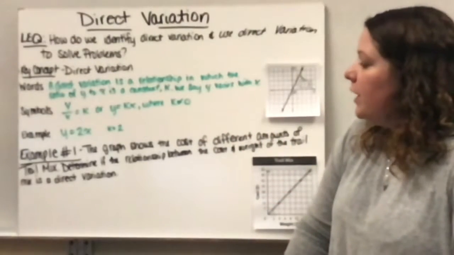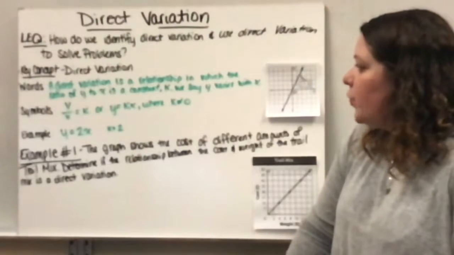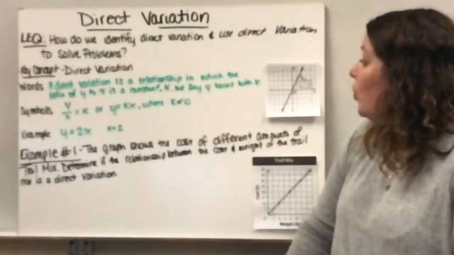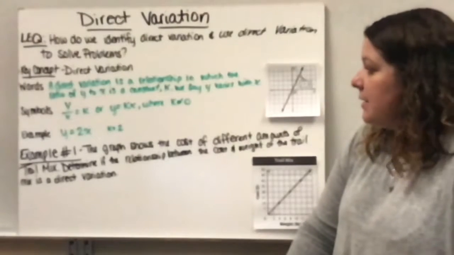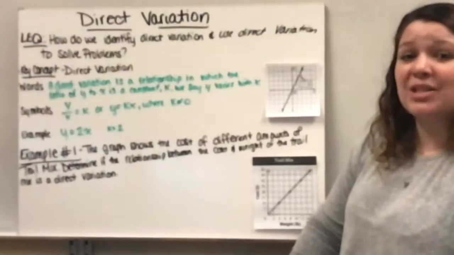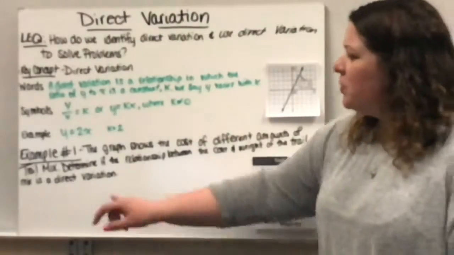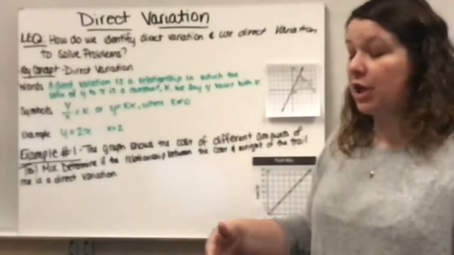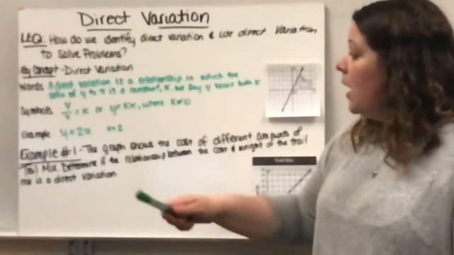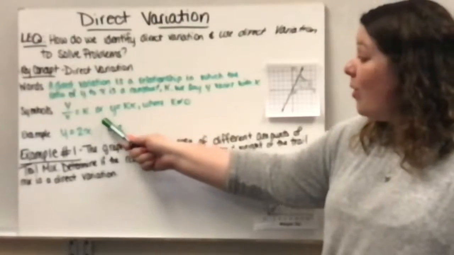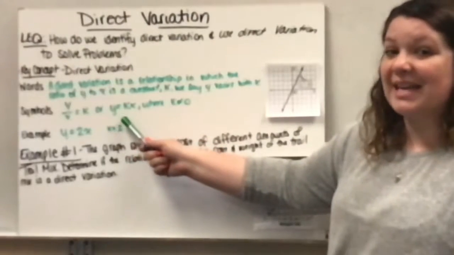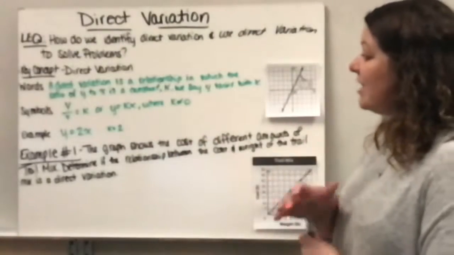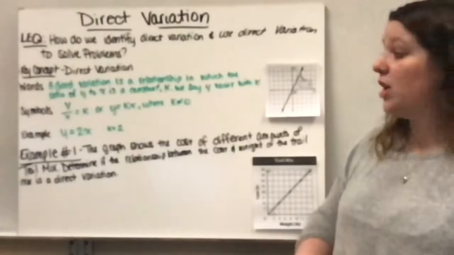It says a direct variation is a relationship in which the ratio of y to x is a constant k. So we can say y varies with x. In simple terms, that means y over x is equal to k. So basically your slope, okay? Like we were saying, your slope, your y over your x, we're going to say that is equal to k, or we can say y is equal to k times x, where k cannot be 0. So if k is 0, there is not a direct variation.